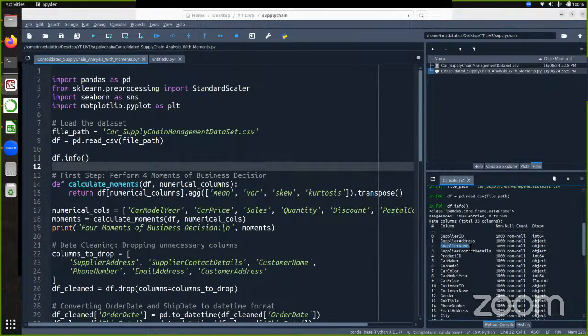Then I have to perform our analytics now. What I want to do in terms of performing my analytics is check what kind of information my client's data is giving us. What are the different sources of information which are available as part of this dataset? So the first thing that I will do is the four moments of business decision.